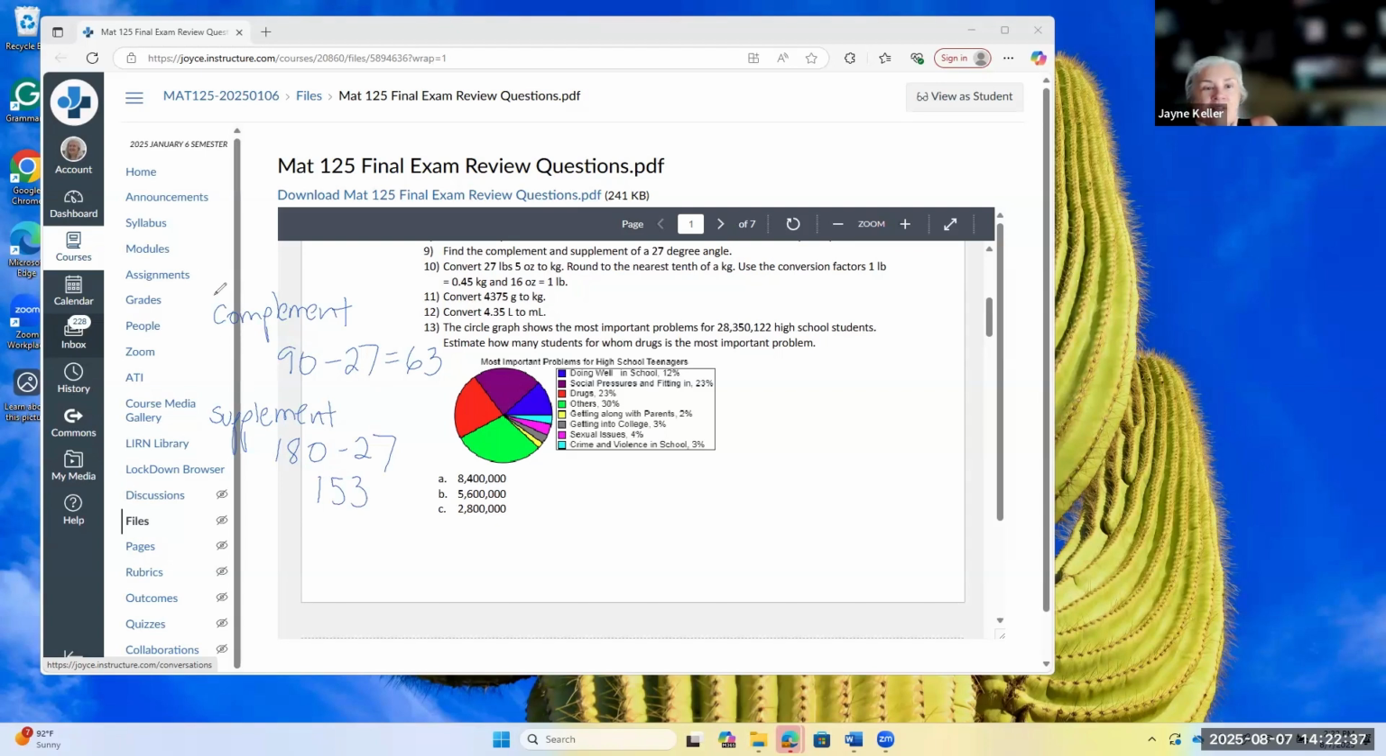All right. And I remember these because complement comes before supplement in alphabetical order. C comes before S. So the smaller one is the C and the bigger one is the S. So that's one way of remembering those. I like making associations. Questions about that one?